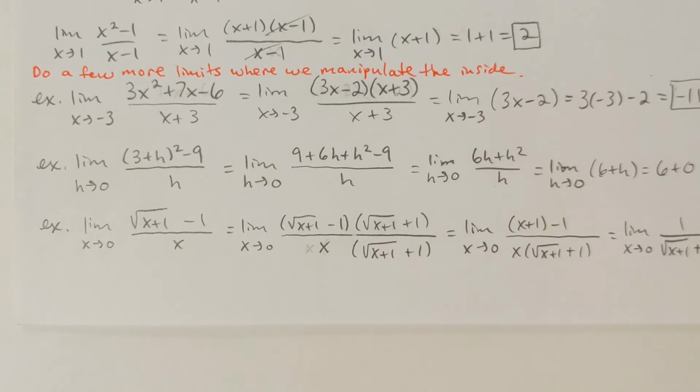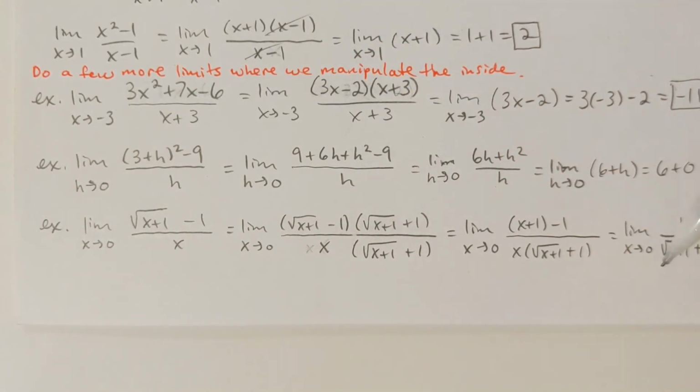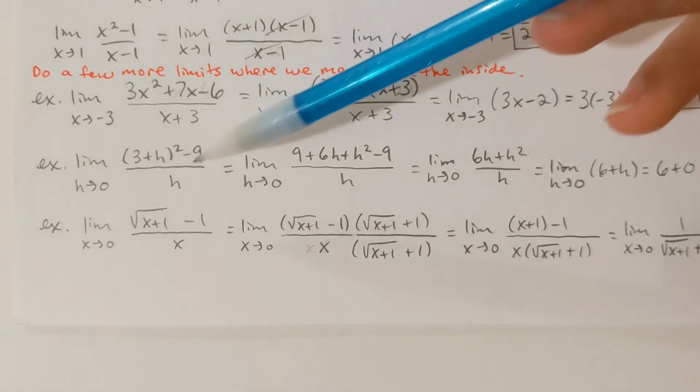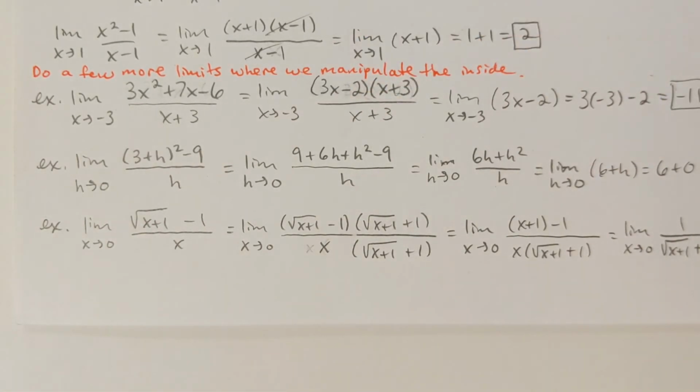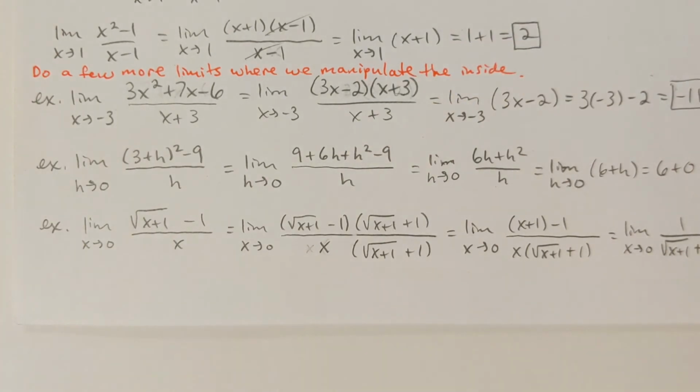Okay, here's another one. The limit as h approaches 0 of (3 plus h) squared minus 9 all over h. Well, I can't directly substitute in 0, because I know I can't divide by 0. So again, my limit law, the limit of a quotient is the quotient of the limits, does not apply for this problem here. Well, let's go ahead and try to algebraically manipulate the inside in order to make it so that we can directly substitute in that number.